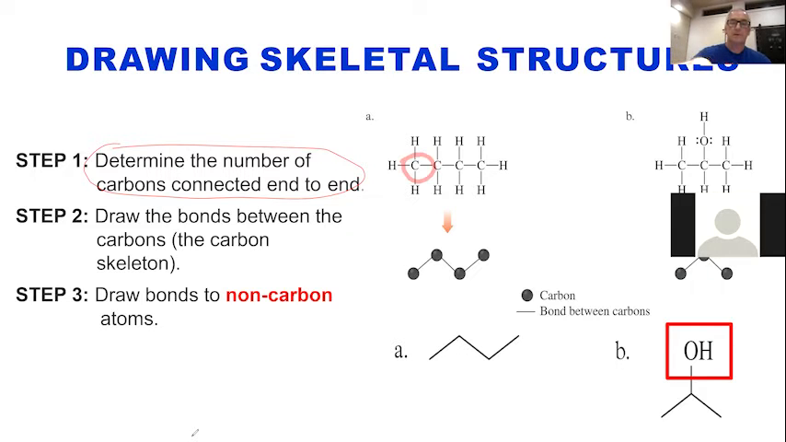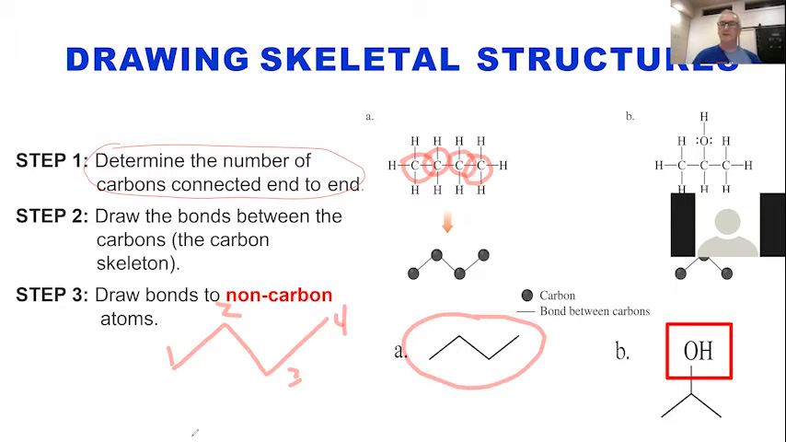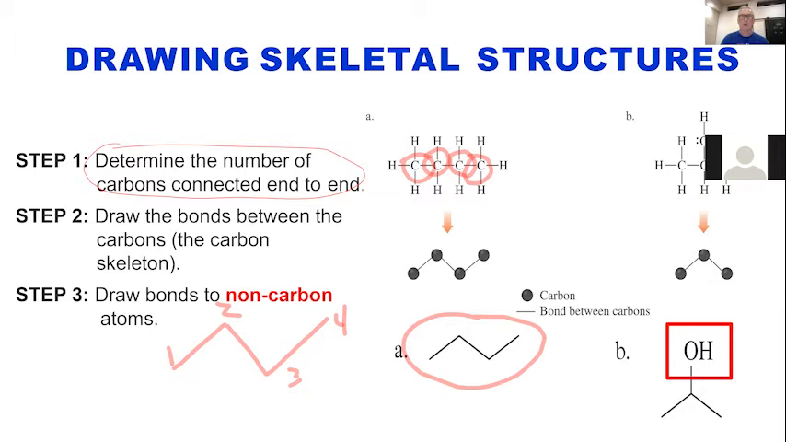So I've got 1, 2, 3, 4 carbons in a row. So then I just draw the bonds between the carbons. 1, 2, 1, 2, 3, 4. And then, are there any non-carbon hydrogen bonds? No. So I'm done. So that would be the simplest way of showing that particular molecule.